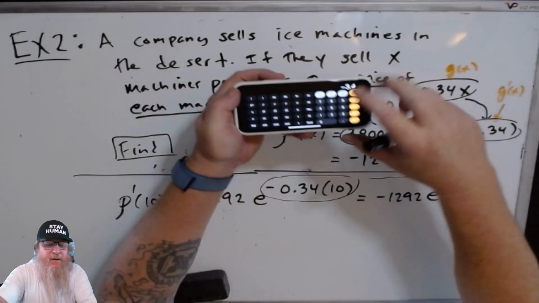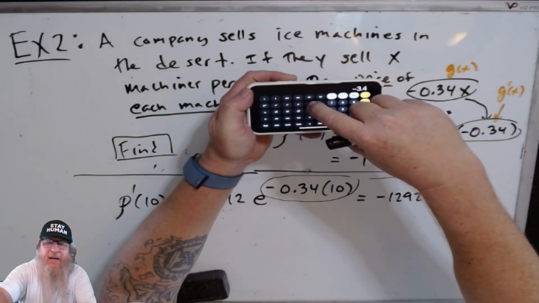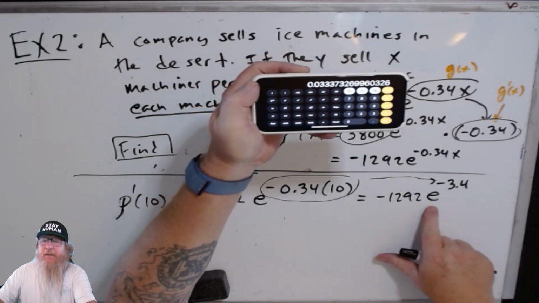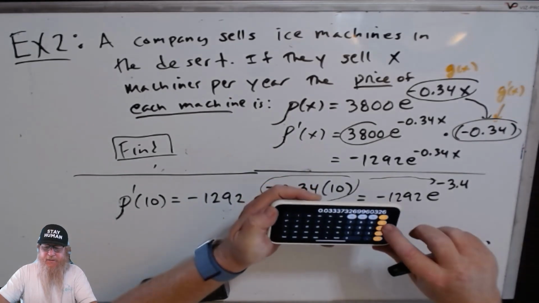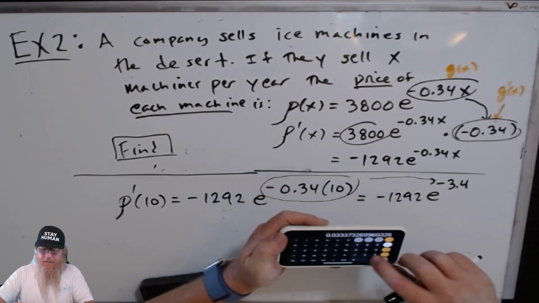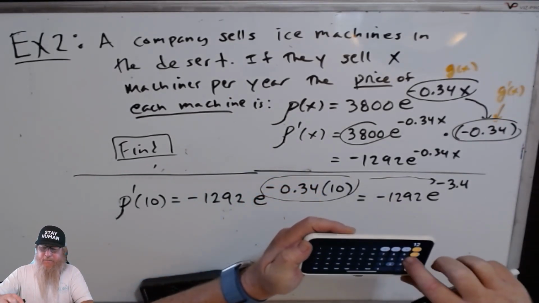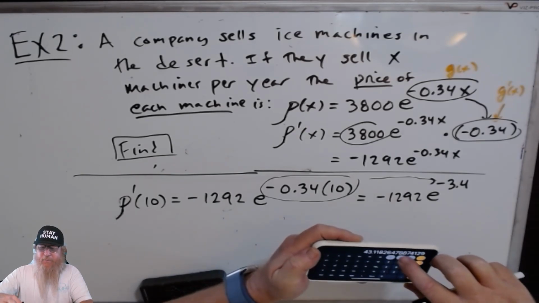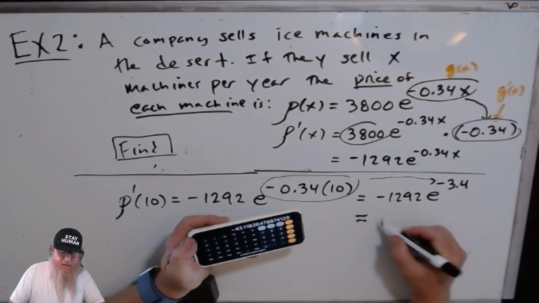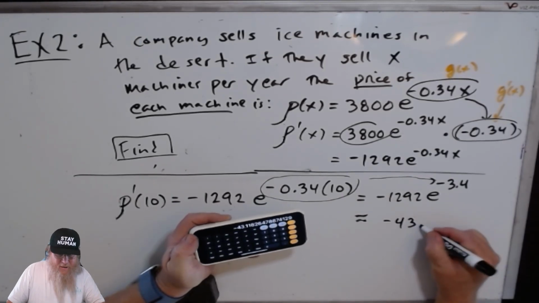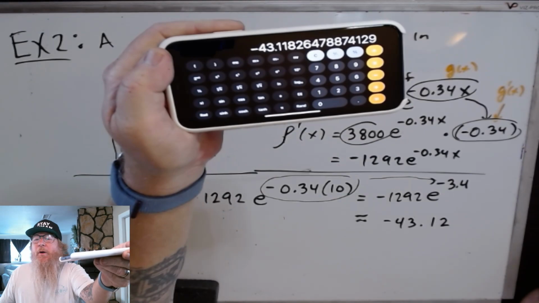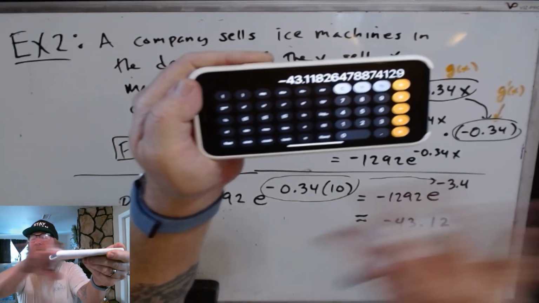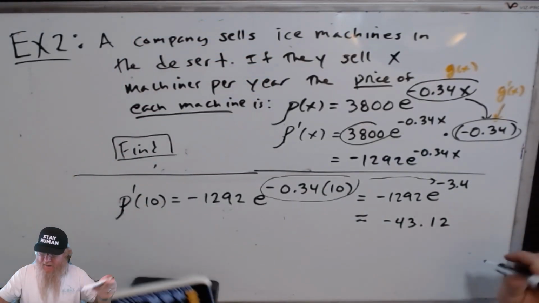You've got your E button on your calculator, so e to the x. Yeah, that'll be that number. And then times negative 1292. So that's going to be negative 43.12. Yeah, it's 0.118. I'm ignoring the rest of the decimals. The 8 rounds that up to 12 cents.